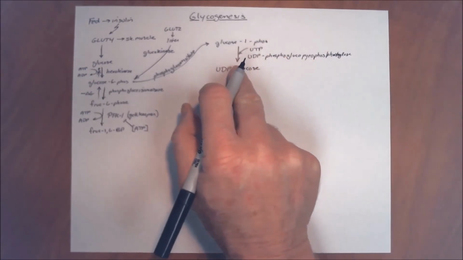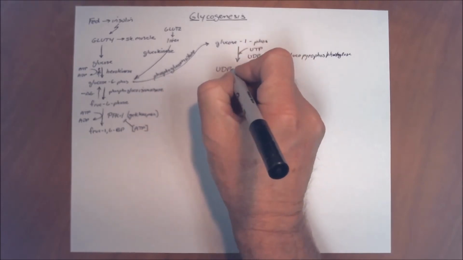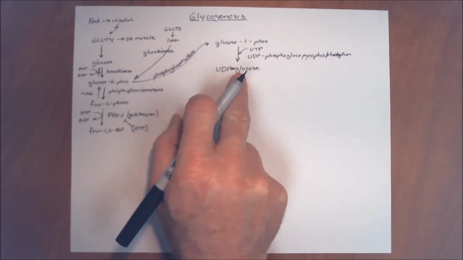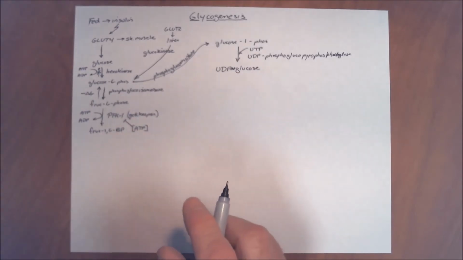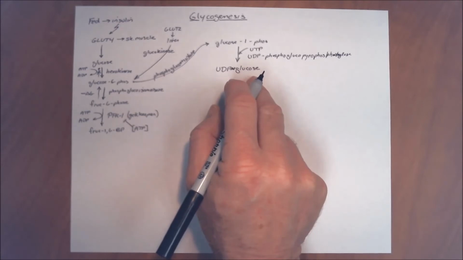This enzyme catalyzes the reaction using the energy of UTP and charges up. So this here is considered a high energy bond. So the conjugation of UDP with glucose now provides the energy for glucose to join the larger molecule. So now we have our substrate for glycogen synthesis.